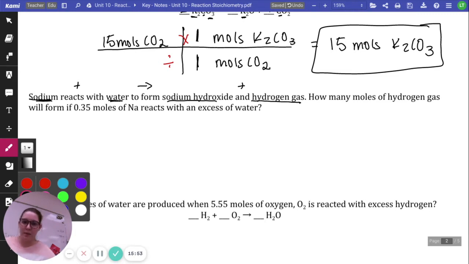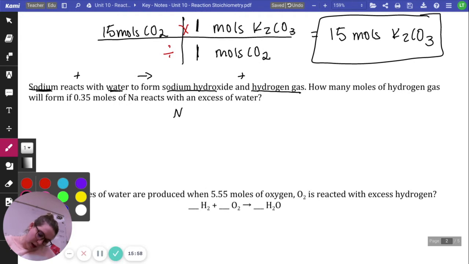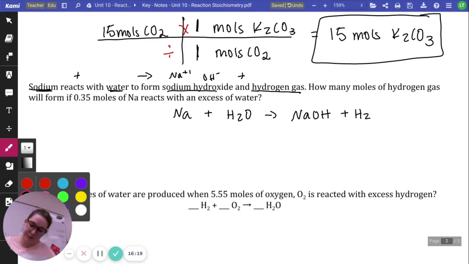All right, so let's go ahead and start by writing our balanced equation. So I have sodium, which is going to be Na, just by itself, plus water, which is H2O, yields sodium hydroxide. So sodium is Na with a positive 1. Hydroxide is OH negative 1. So we swap, drop, reduce. We get NaOH plus H2. Okay. Since that was my first sentence, I just decided to go ahead and write my chemical reaction before starting my problem.